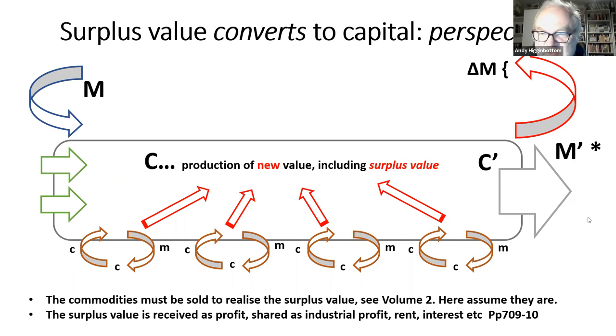And the second assumption that he makes, which he will further elaborate, but in volume three, is that once the surplus value is acquired by capital, we're only talking about industrial capital, really. We're not talking about land ownership, banks, and so on. So we're talking about surplus value becoming industrial profit.